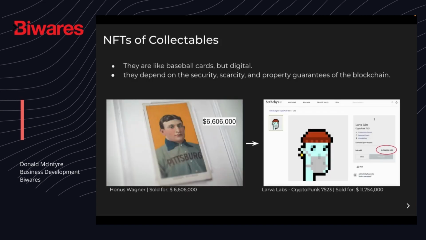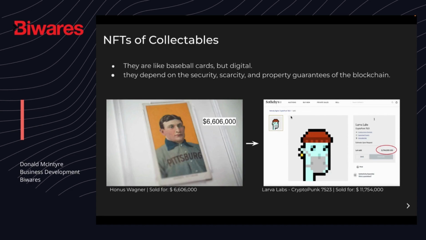Examples of collectibles may be these. They are like baseball cards, but digital. In this case, I put an example of a Honus Wagner baseball card that was sold for $6.6 million. This is a physical card. We all know them. They're traditional. And NFTs are exactly the same, but digital.